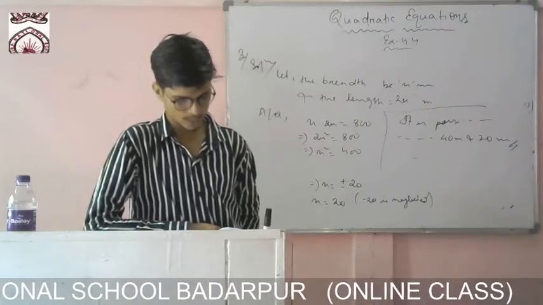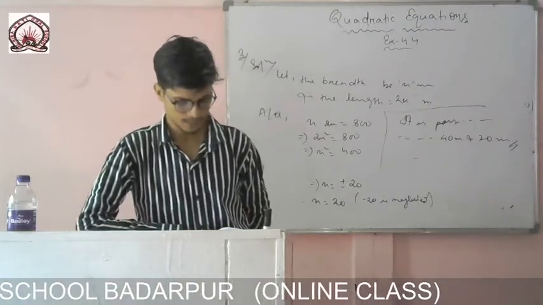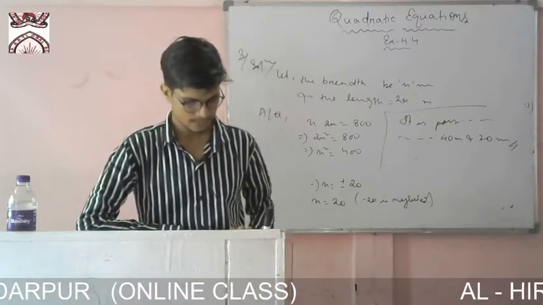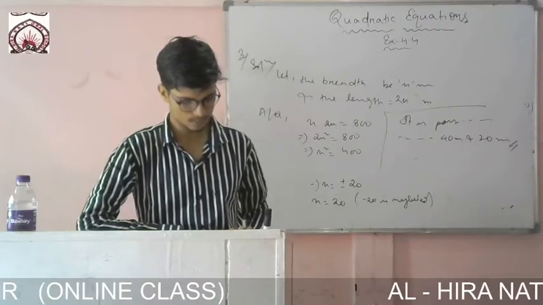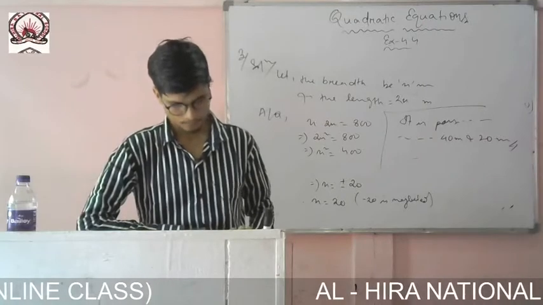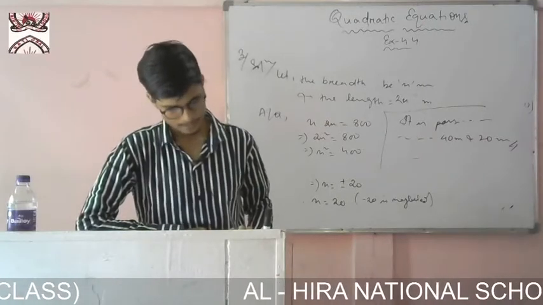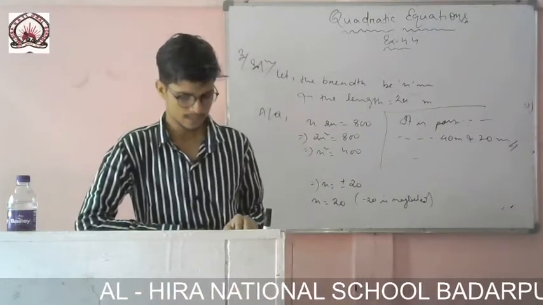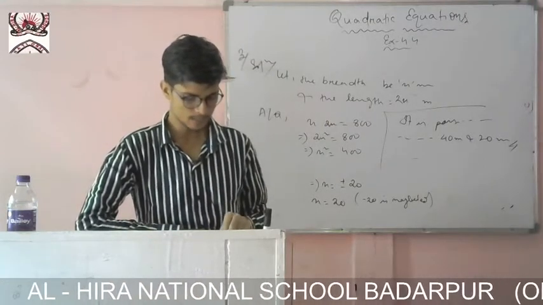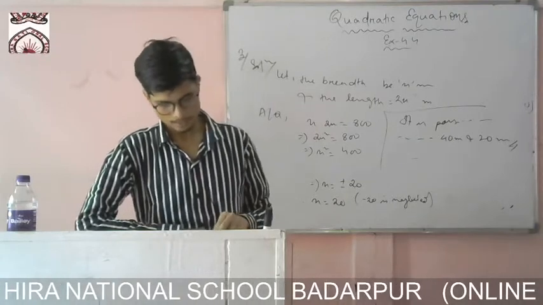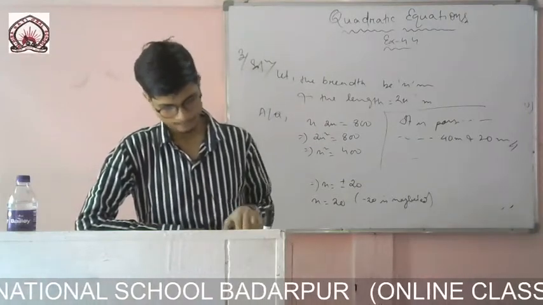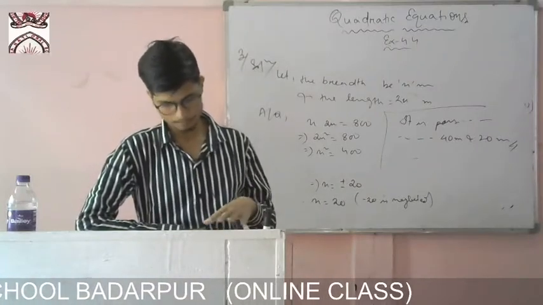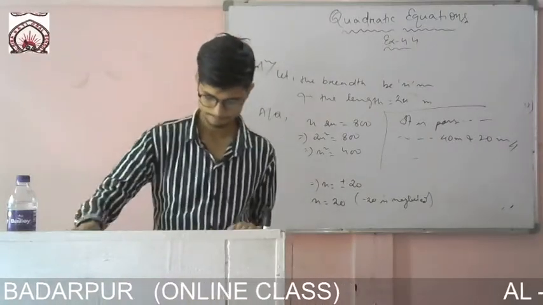Now let us move to question number 4. Is the following situation possible? If so, determine their present ages. The sum of the ages of two friends is 20. 4 years ago, the product of their ages in years was 48. What is given? That the sum of the ages of the two friends is 20, and 4 years ago the product of their ages was 48. So whether this is possible or not, we have to find.